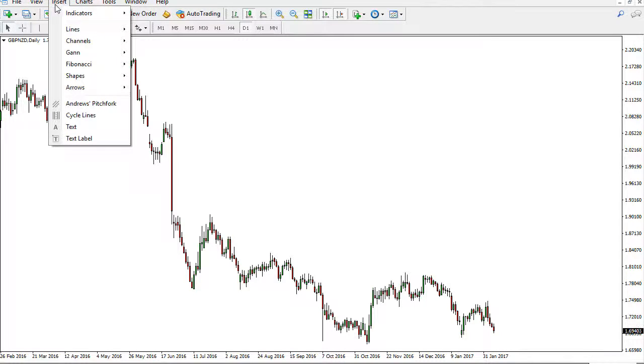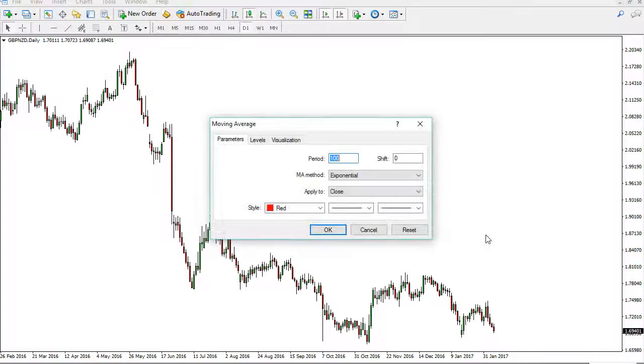So on your MetaTrader 4, you can go to Insert, Indicators, Moving Average, and exponential is the preferred method, although there is smoothed, linear, weighted, and simple. Exponential is simply a mathematical formula that puts a little bit more weight on the most recent candles. It's a little quicker to move.